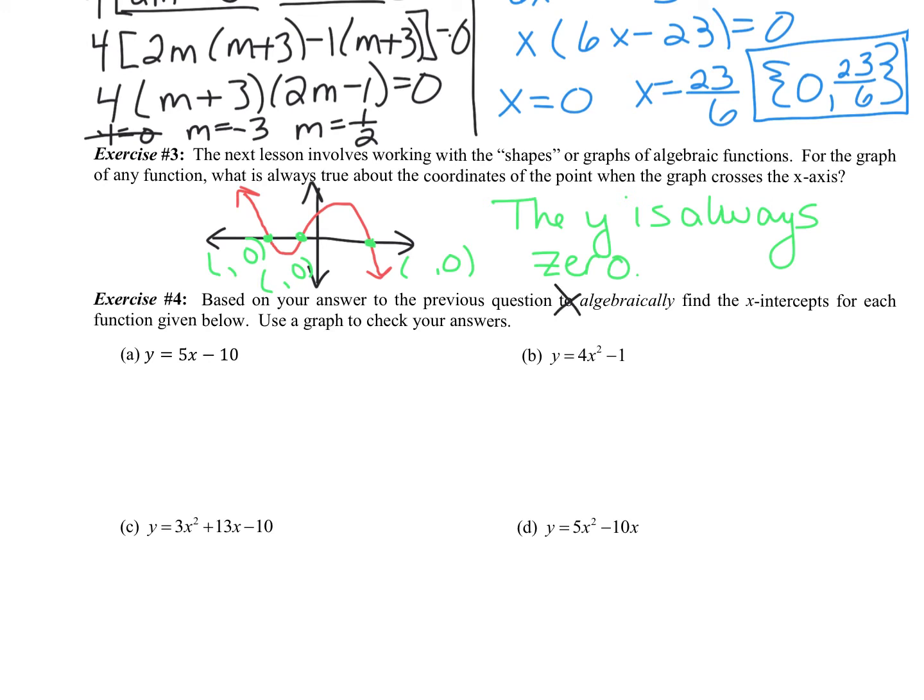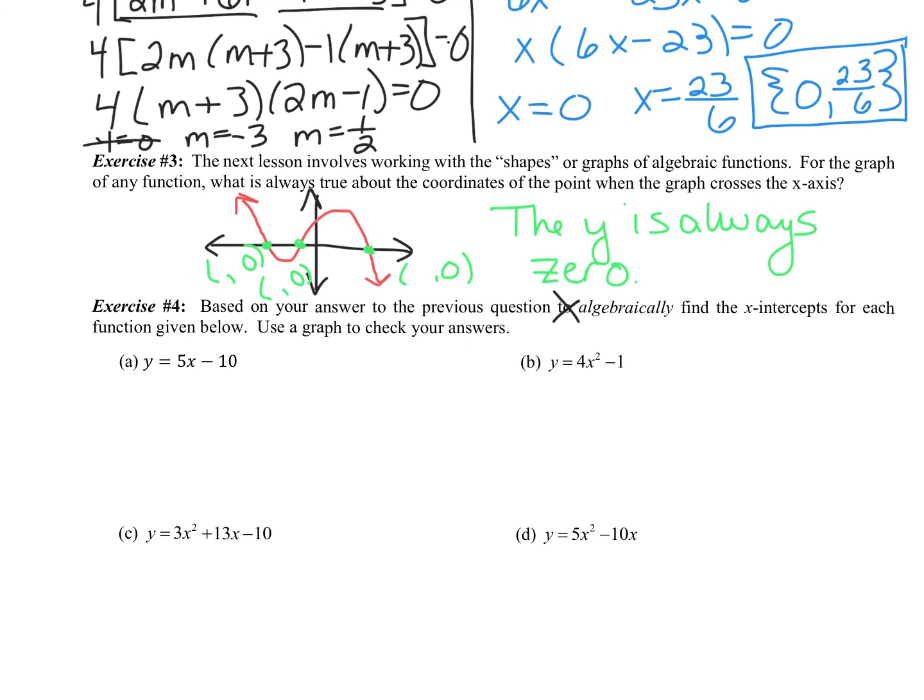So we know we could graph it on our calculator, but we're going to use algebra, which means we don't look at the graph. We just solve things. So if the y is always 0, that means I can just plug in 0 for the y. So whenever I'm finding the x-intercepts, it creates the equation: 0, plugged in for the y, equals the equation. That's just based on this point: 0 is the y, so I'm plugging in 0 for the y value.